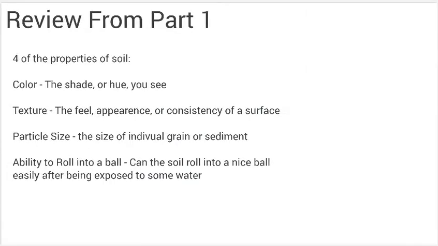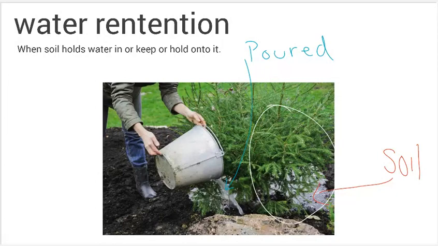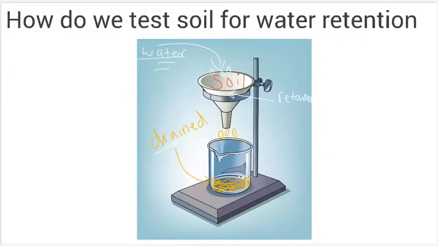So in summary, we have a property of soil called water retention. Water retention is the ability of the soil to hold or keep water in once it's been poured or exposed to that water. We test for water retention by pouring a certain amount of water into a soil sample. And during these labs, scientists have a funnel and a beaker at the bottom. That beaker at the bottom represents how much water is drained, and the water that's retained is the water that the soil can hold in.